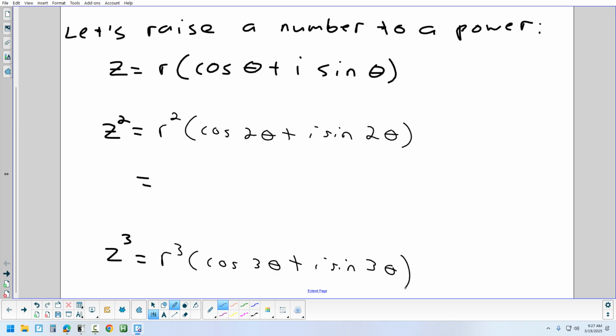So does anybody see the pattern in this formula, just based off looking at how you would square something and cube something? Like, what do you do to the radius, and what do you do to the angle? Yep.